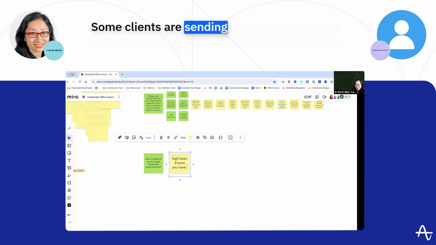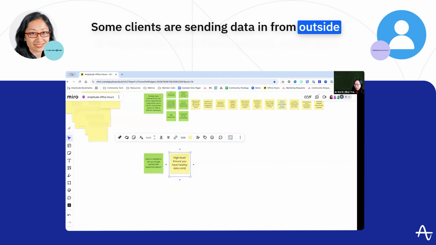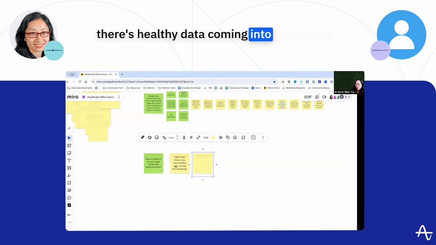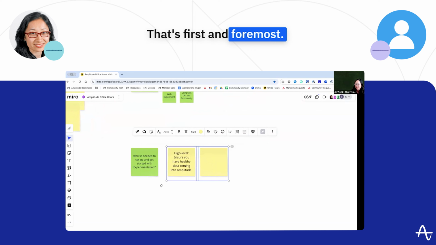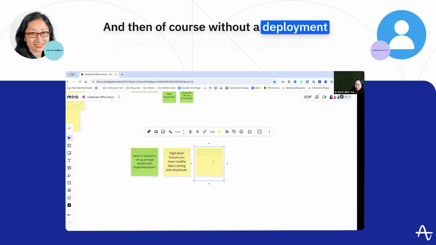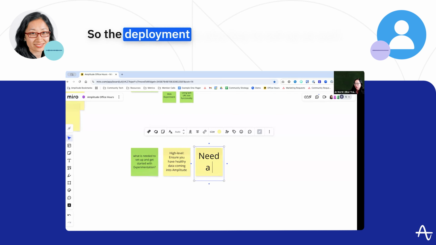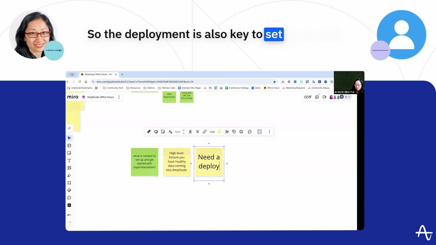Some clients are sending data in from outside of Amplitude. So at the very least, make sure there's healthy data coming into Amplitude. That's first and foremost. And then, of course, without a deployment, you can't start to run an experiment. So the deployment is also key to set up as well.